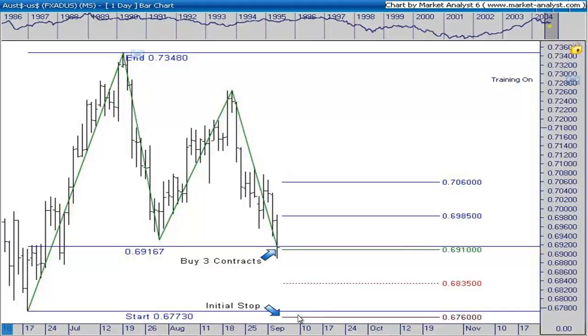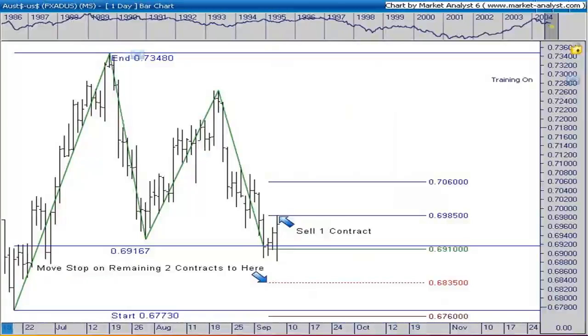To calculate your first target here at 69.85, this first target will be 50% of your initial risk. So you can see that your first target is about twice as close as where your initial stop is down here. That's all we need to know for now. If we get filled at 69.10, we're looking to be a seller of 1/3 of our position here at 69.85, and we'll be leaving our stop on all 3 contracts down here at 67.60. Now let's add some bars and see what happens.